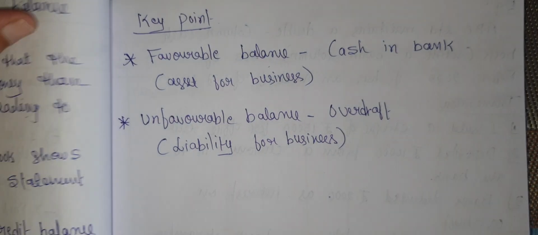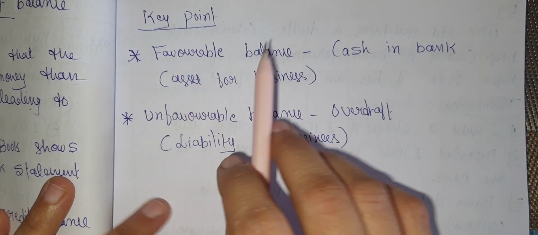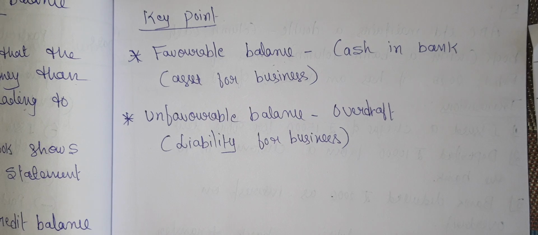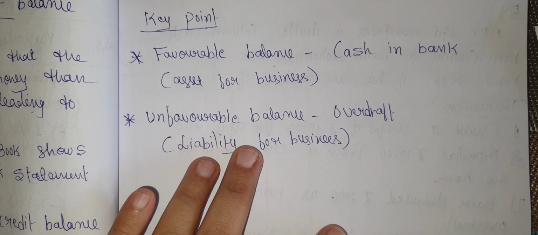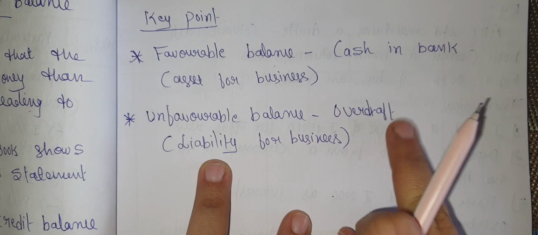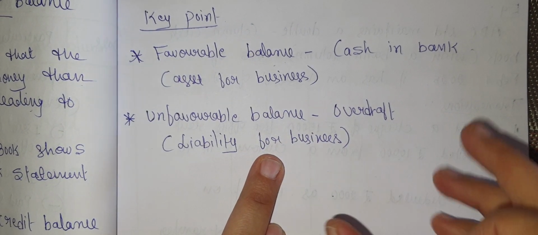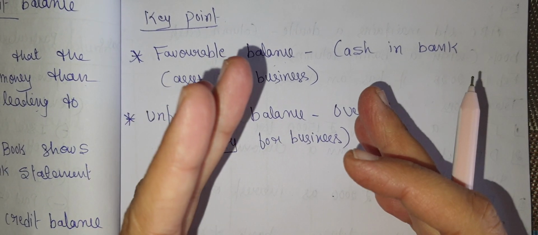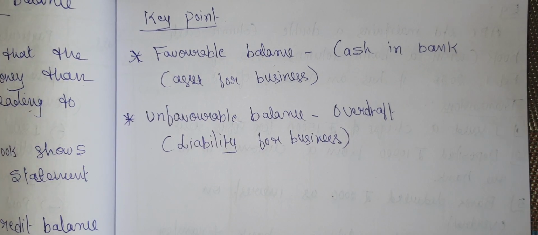Here we have to remember that favorable balance, cash in bank, is an asset for the business, because the receipts, means the deposits, are more than the withdrawals or the payments. And unfavorable balance, it means what? It means overdraft. It is a liability for business. How? Because it represents borrowed money that the business must repay to the bank. So we will call it a liability for the business.